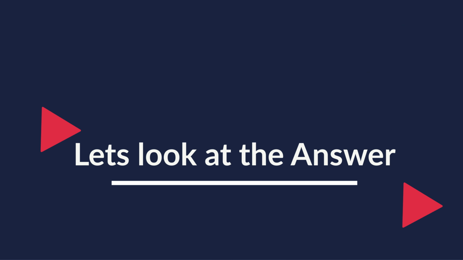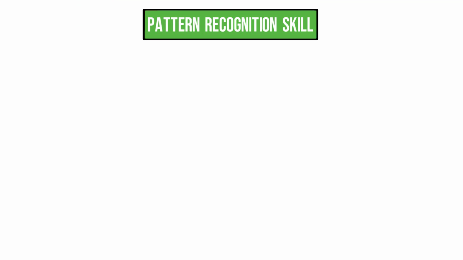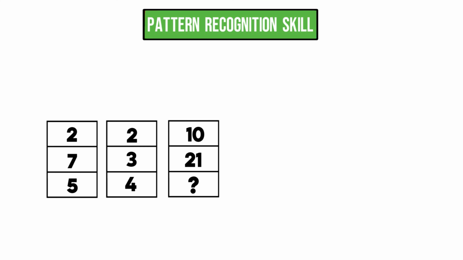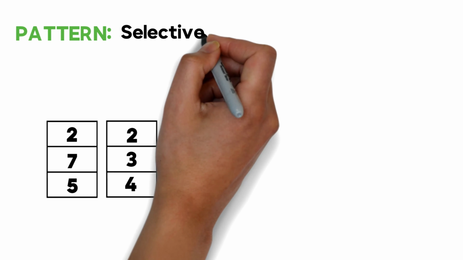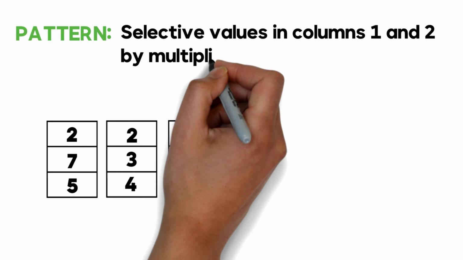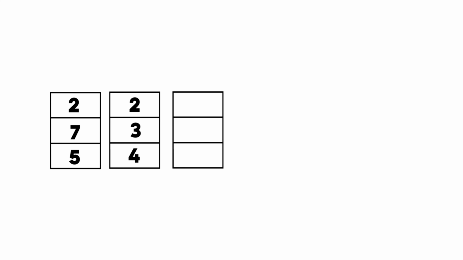Let's continue to see how we can get to the correct solution together. The most important skill to solve these types of problems is pattern recognition. To recognize the pattern, you need to look closely into each column. Selected values in columns 1 and 2, by multiplication, get to the value in column 3, and this is our pattern. Let's take a closer look at the values that are already present. If we multiply 5 by 2, we get the value of 10. Second set of values is represented by the middle row. 7 multiplied by 3 equals 21.